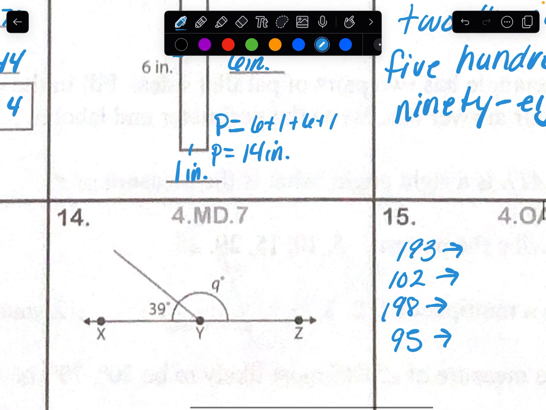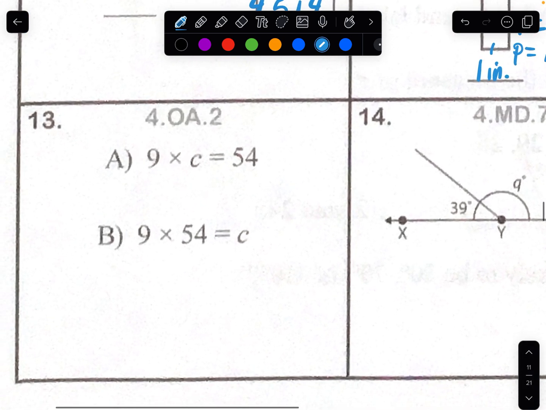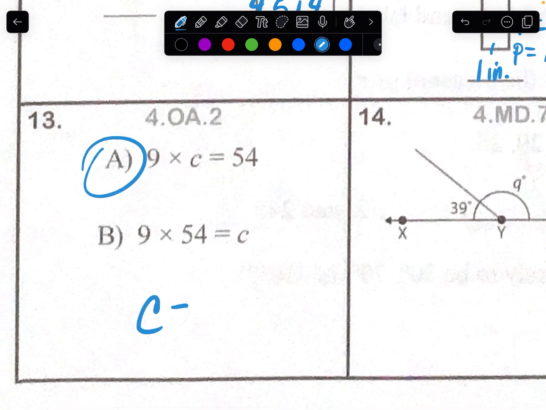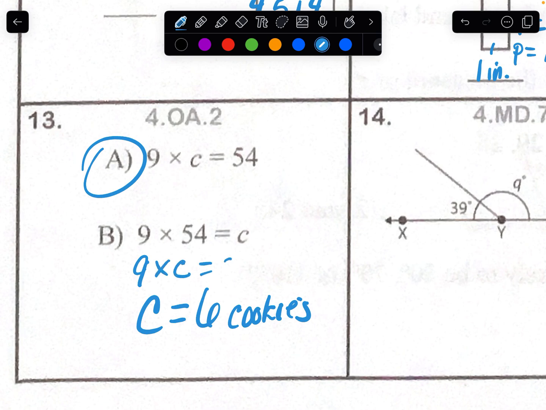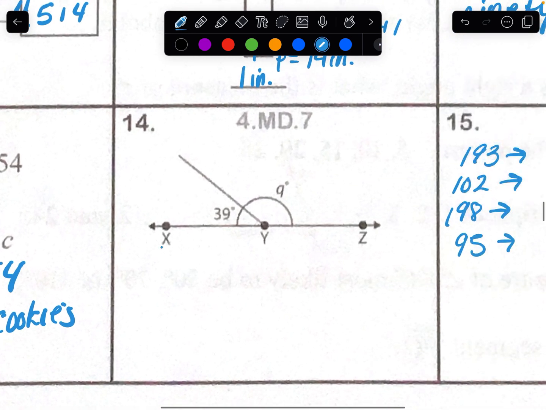All right, number 13, they're making cookies for a bake sale. She has 9 times as many as her mom. So this is going to be A, where C is 6 cookies. And that is 9 times what gives you 54.